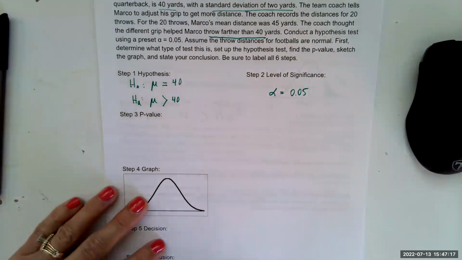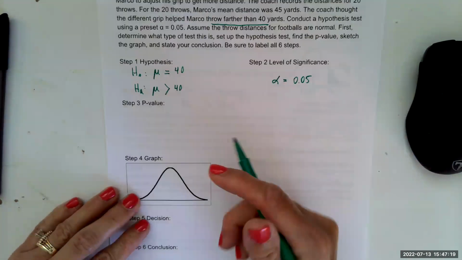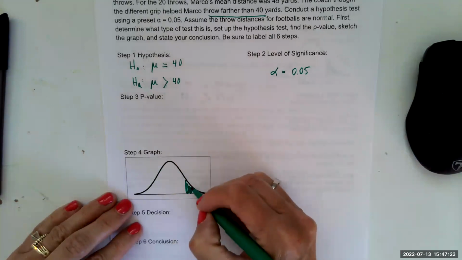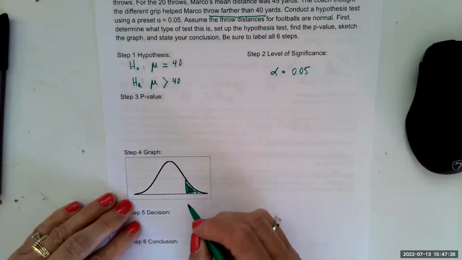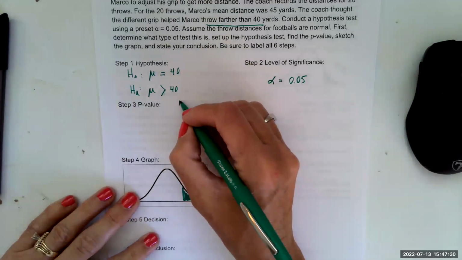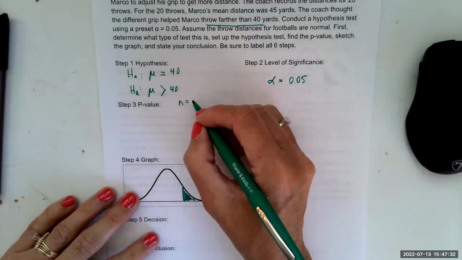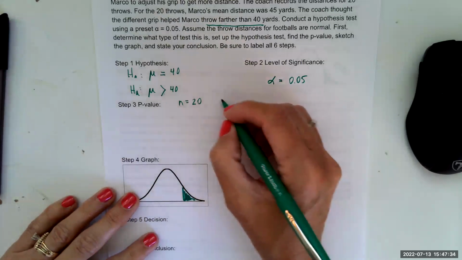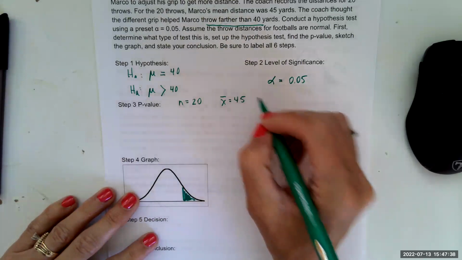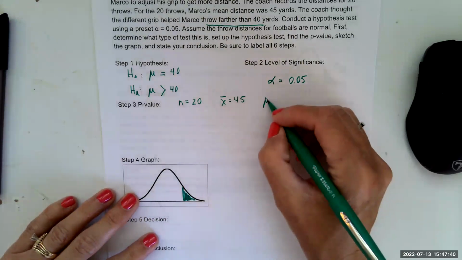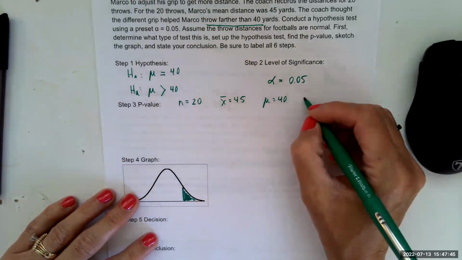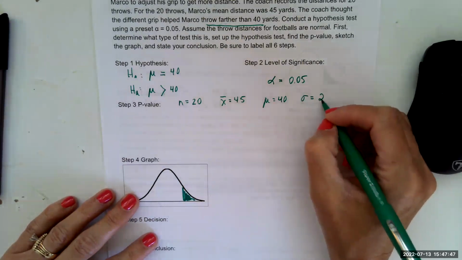Okay, so we need to check the p-value. Let's just go ahead and draw what our graph is going to look like. It's a greater than, so it's going to be pointing to the right. So we're going to draw over here. And his sample mean, we're going to need this information for Desmos. So n is going to be, there were 20 throws, and the sample mean was actually 45 yards. The population mean that we think is true, mu0, is 40, and the standard deviation is 2.